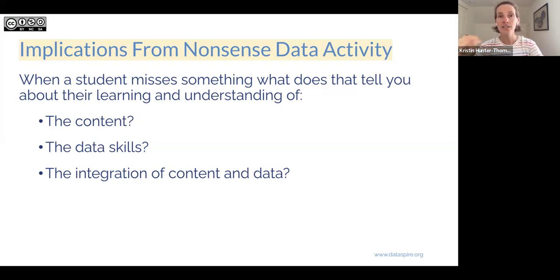And the other part is to think about how critical it is that the sequence of that learning experience influences what we get out. What we get out from our students is only as good as what we put in, what we ask for. If we're not asking them to make their thinking visible about the content, about the different data skills, and about the integration of the data and the content, then we don't actually know where they're falling short. We don't know where they're getting tripped up and struggling.